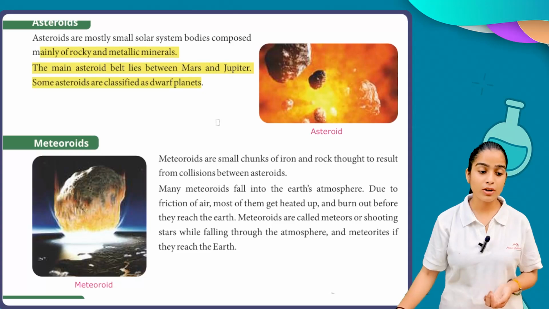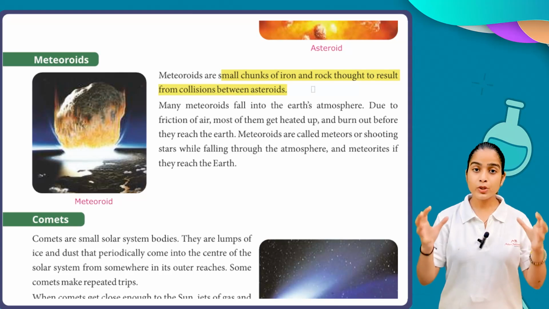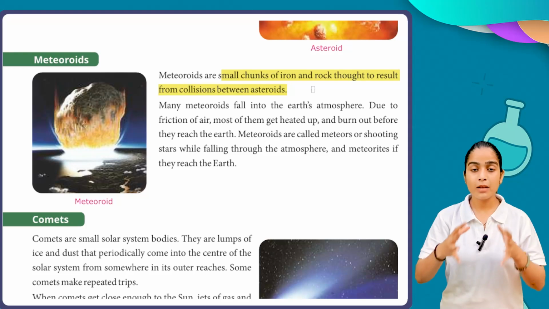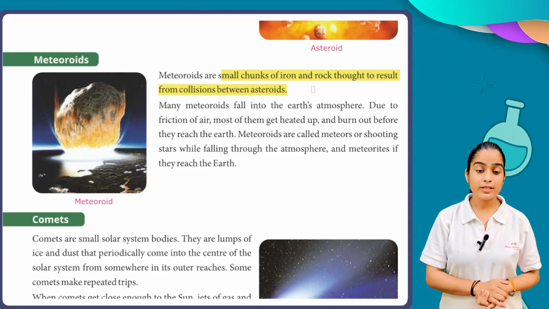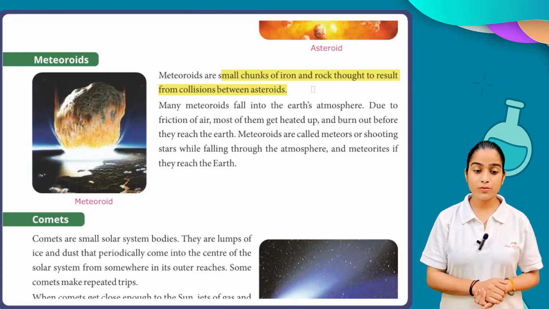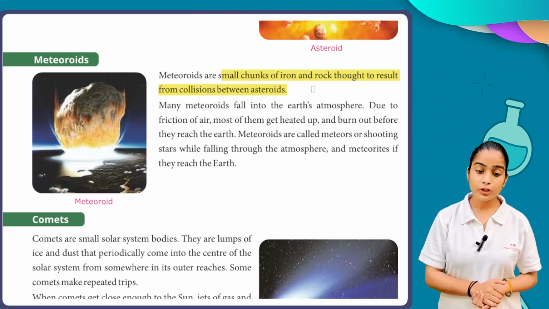Now you have meteoroids. Meteoroids are small chunks of iron and rock that result from collisions between asteroids. When two asteroids collide with each other, it forms meteoroids, the small chunks of iron and rock. Many meteoroids fall into the Earth's atmosphere, and due to friction of air, most of them get heated up and burn out before they reach the Earth. Meteoroids are called meteors or shooting stars while falling through the atmosphere, and meteorites if they reach the Earth.